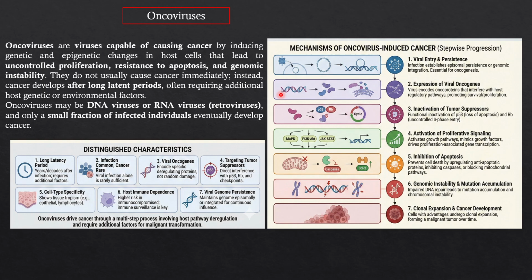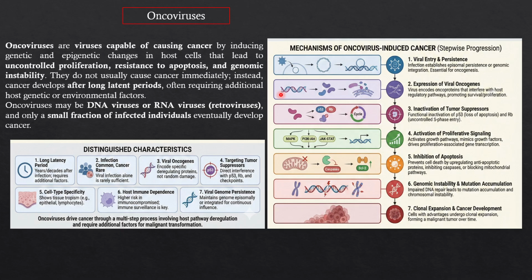Now let's come to oncovirus-induced cancer. The mechanism of oncovirus-induced cancer is demonstrated here, showing how oncogenic viruses contribute to cancer through multi-step processes. Initially, viruses establish a persistent infection either by integrating into the host genome or remaining episomal. They then express viral oncogenes that interfere with host regulatory pathways, promoting uncontrolled cell survival and proliferation. A key step involves the inactivation of tumor suppressors such as the P53 and RB proteins, leading to the loss of cell cycle control.